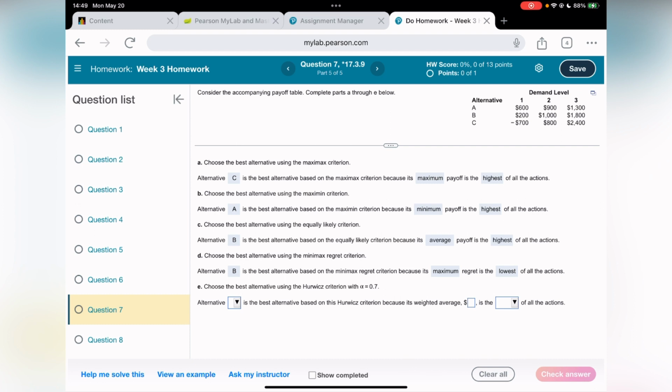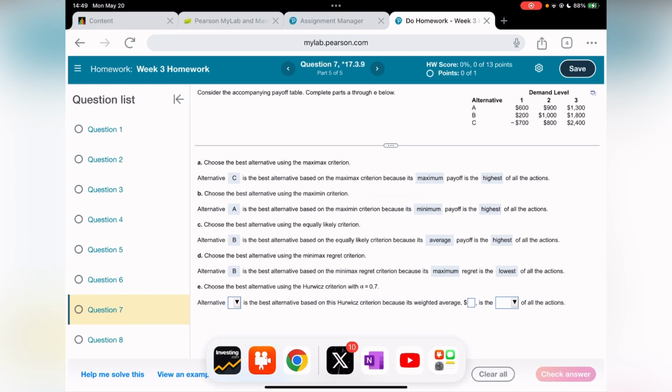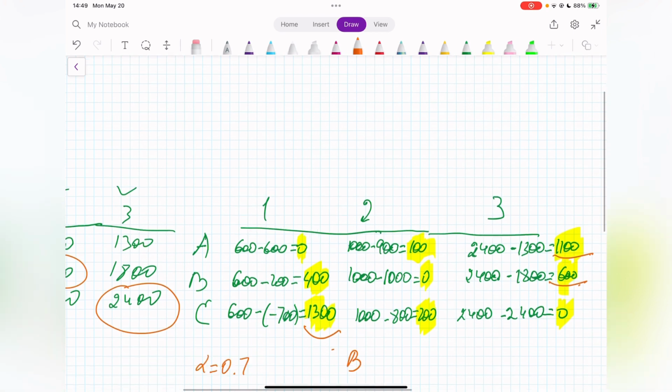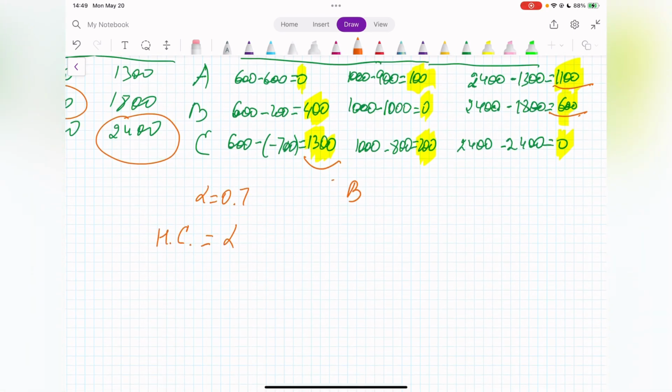In our case, the coefficient of pessimism is 0.7, quite high, between 0 and 1. Okay, let's start working on it. First of all, let me write down. The Hurwitz criterion is equal to alpha, which in our case is 0.7, times the max value, plus 1 minus alpha times the minimum value.